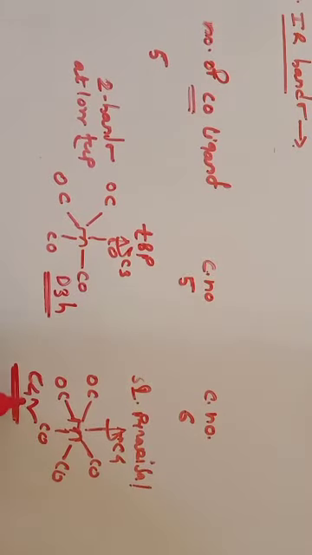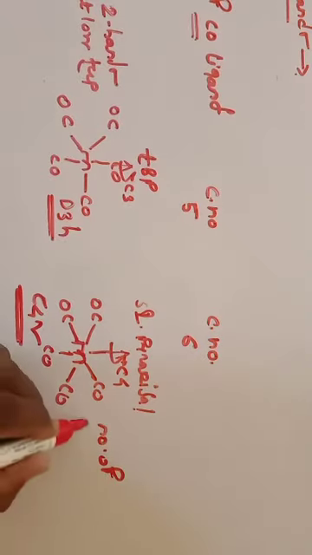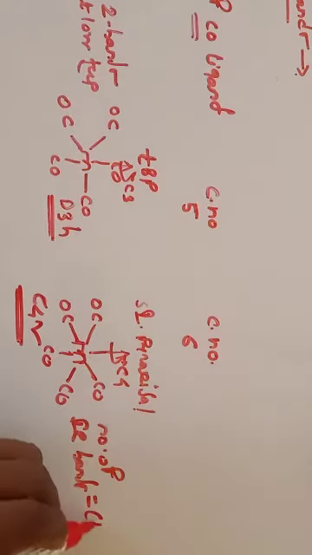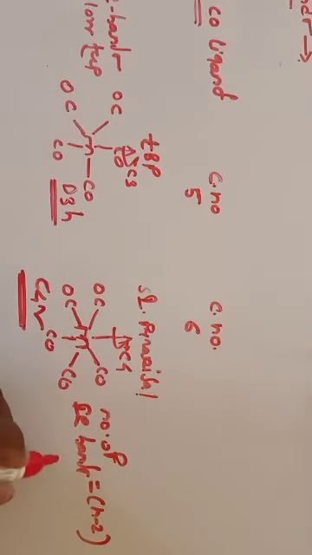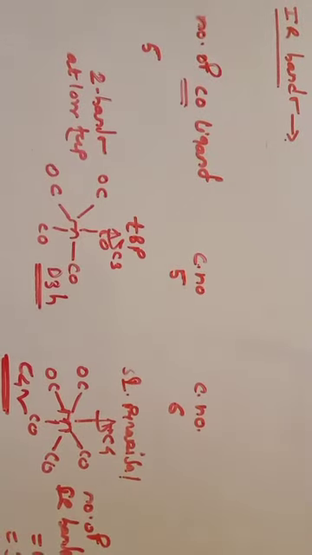So the point group is C4v, and the number of IR bands is equal to n minus 2. So in this case we get 5 minus 2, so we get a total of 3 IR bands. No doubt there are a total of 5 carbonyls, but in the actual IR spectra we get only 3 IR bands for this square pyramidal shape.